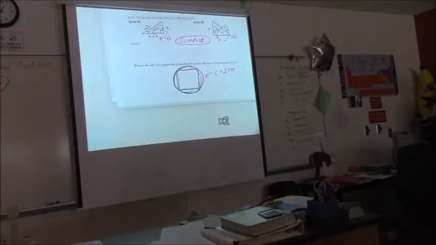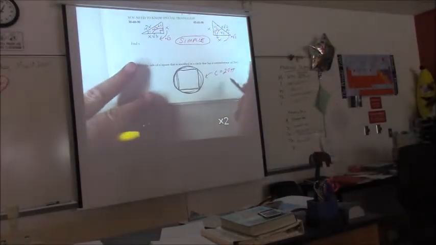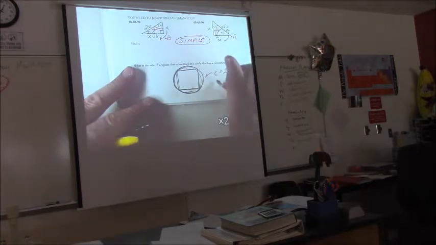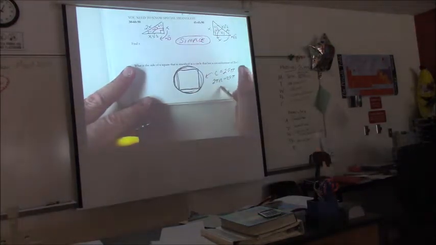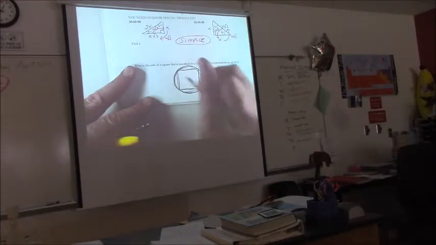Find the radius. Good, find the radius. Beautiful. What's the formula for circumference? Good, 2 pi r. So is that enough to find the radius? Yeah, it's 10.